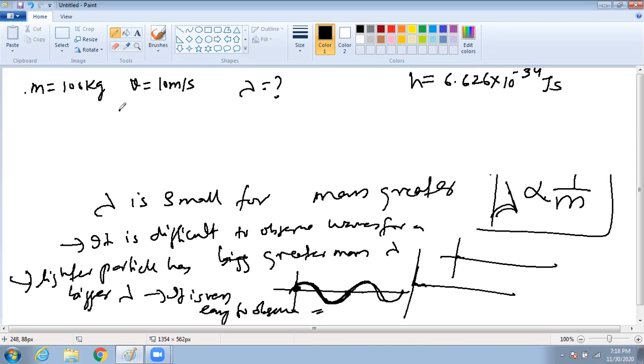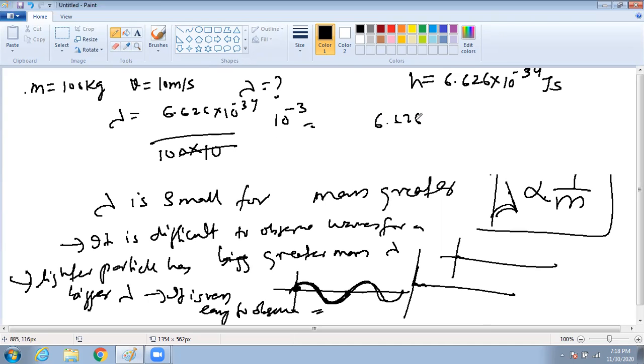So lambda equals h by p. So 6.626 into 10 to the power minus 34, and down you have 100 into 10 into... So down it will go, 10 to the power minus 3. That's all. 10 to the power minus 37, how much? The speed, what is it? Meter per second.